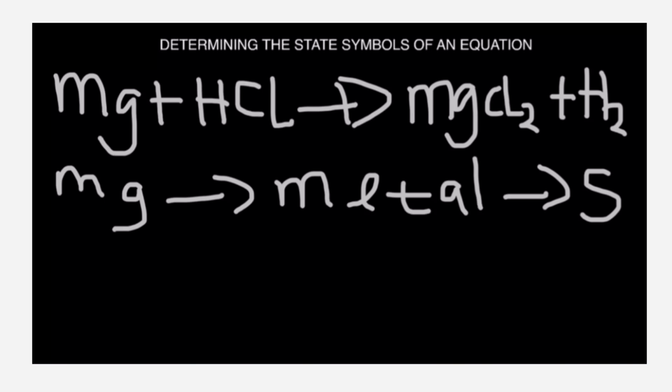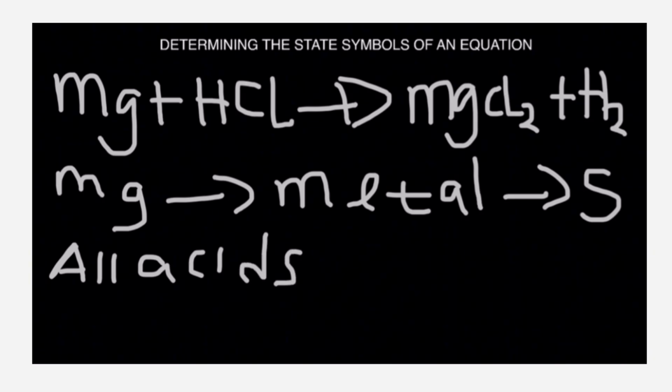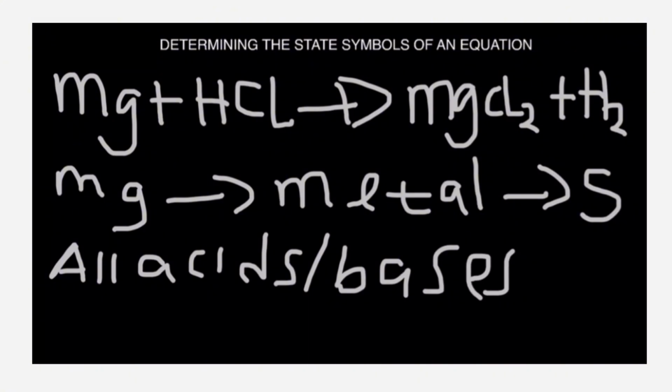Now, we also understand that all acids and bases are always in aqua state. That means that they are always dissolved in water. Whenever you are forming a base or an acid, it must always have been dissolved in water. So we write AQ.